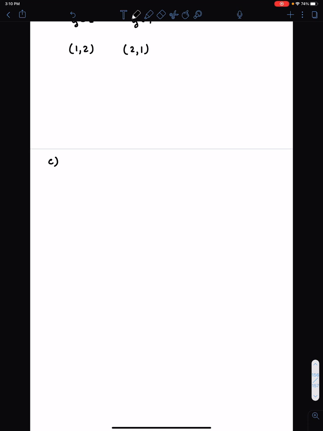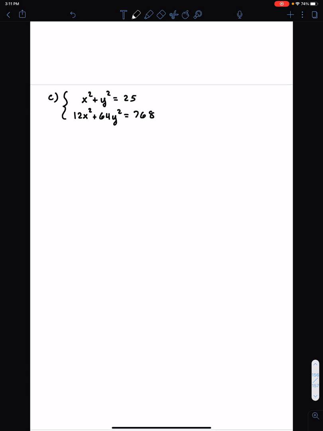Solve the system x squared plus y squared is equal to 25, and 12x squared plus 64y squared is equal to 768. So the first equation is a circle centered at the origin with the radius of 5. The bottom equation is an ellipse. So I'm looking for where the circle could intersect some sort of ellipse.